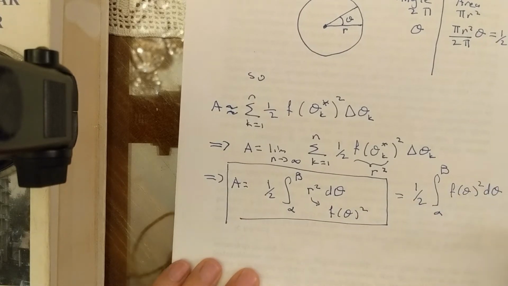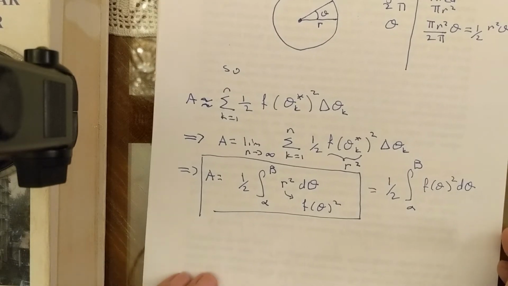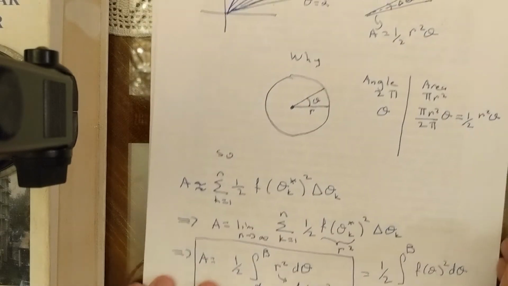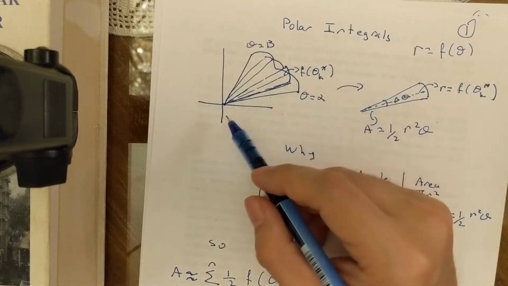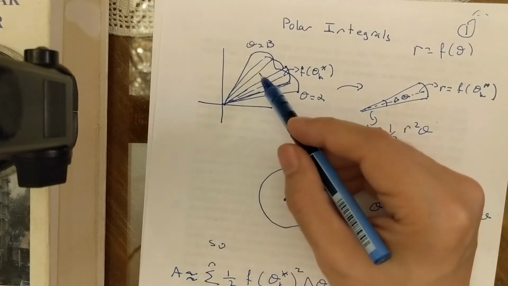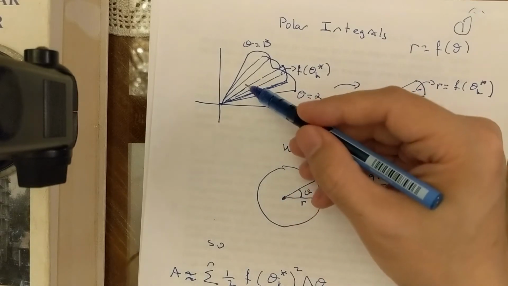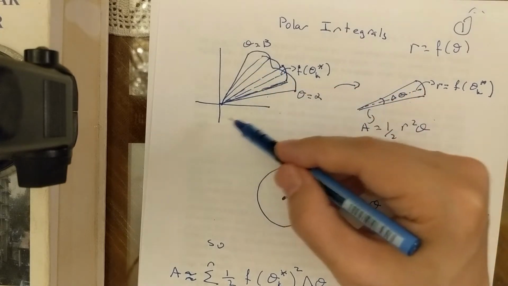Okay, so this is a nice formula. It gives you how to calculate areas of polar regions. So to recap, again, we have some big polar region. We want to draw many pie slices inside it, and find the area of each pie slice and add them all up to get an approximation for the whole area.